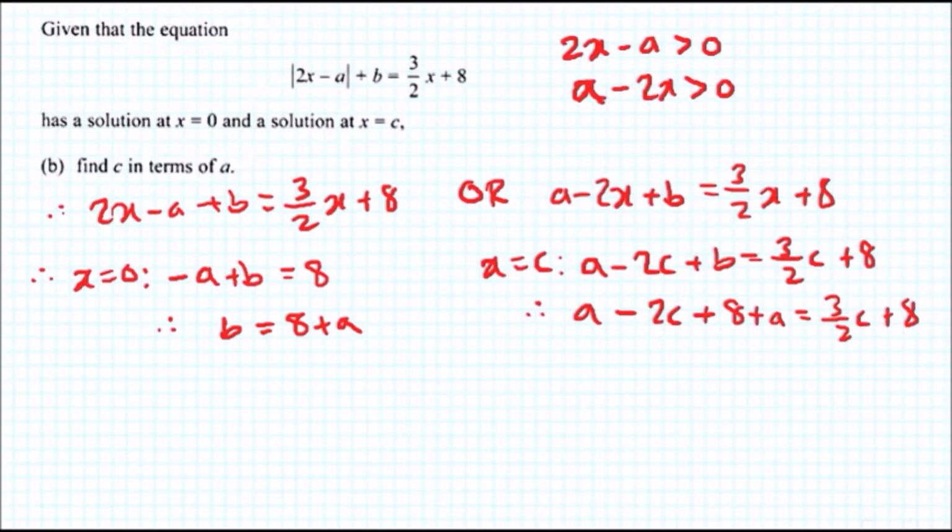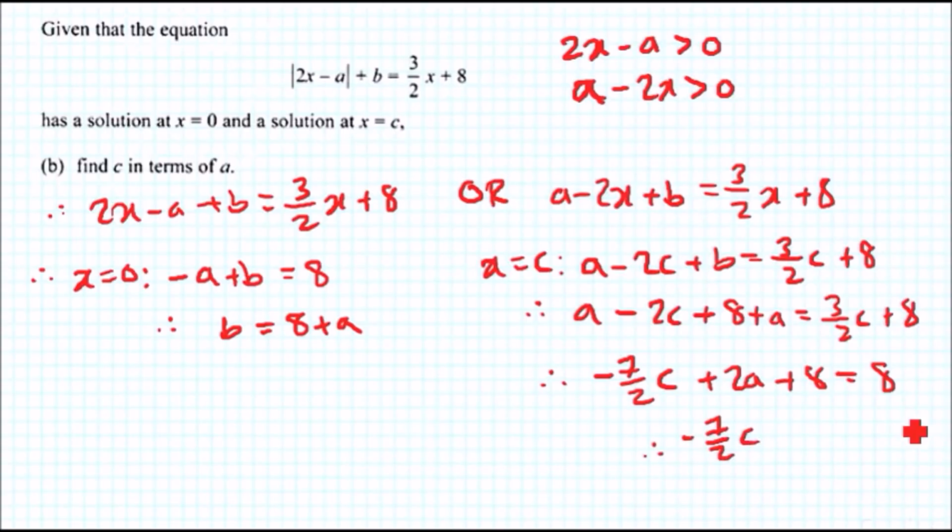Now moving c to the left side and everything else to the right, that's minus 3 over 2c across. So minus 2 minus 3 over 2 gives us minus 7 over 2c. A plus a is 2a, plus 8 equals 8. Subtracting a gives us 0, and then subtracting 2a, we have minus 7 over 2c equals negative 2a. And finally, multiplying by 2 and dividing by minus 7 should give us a c value of 4 over 7 a.